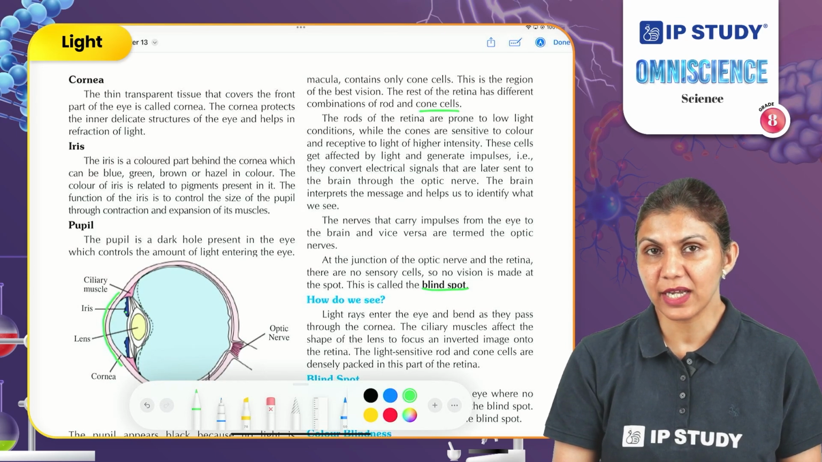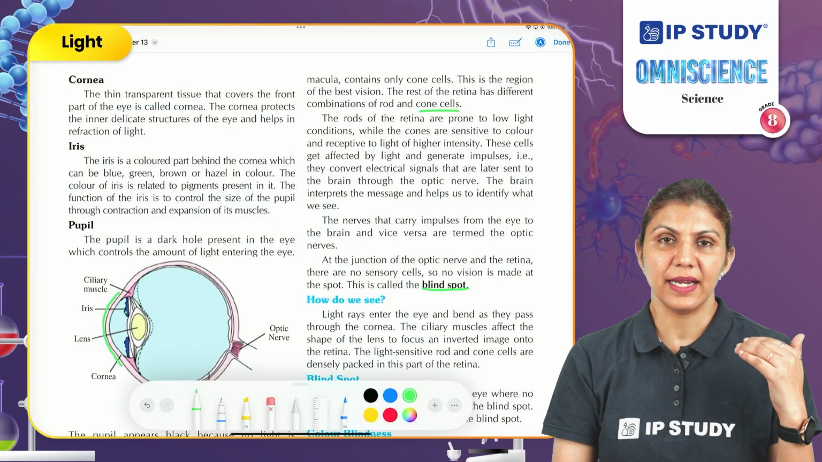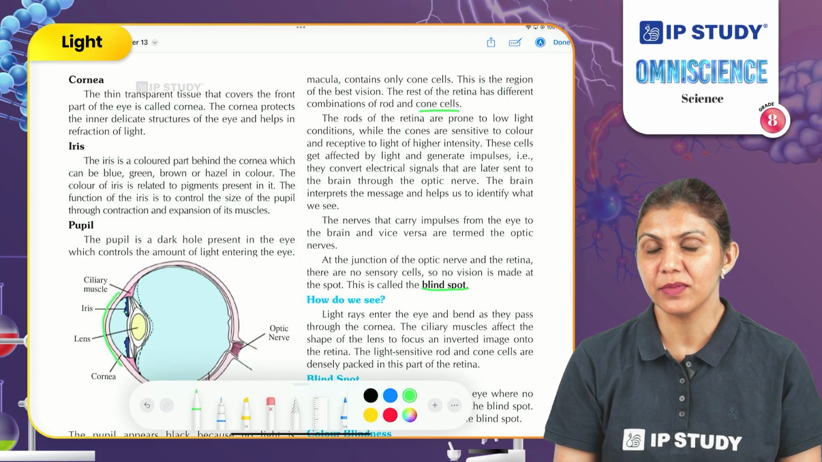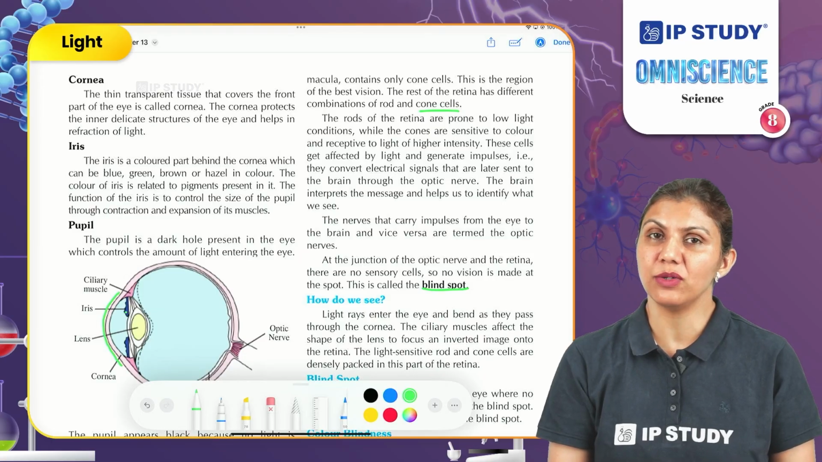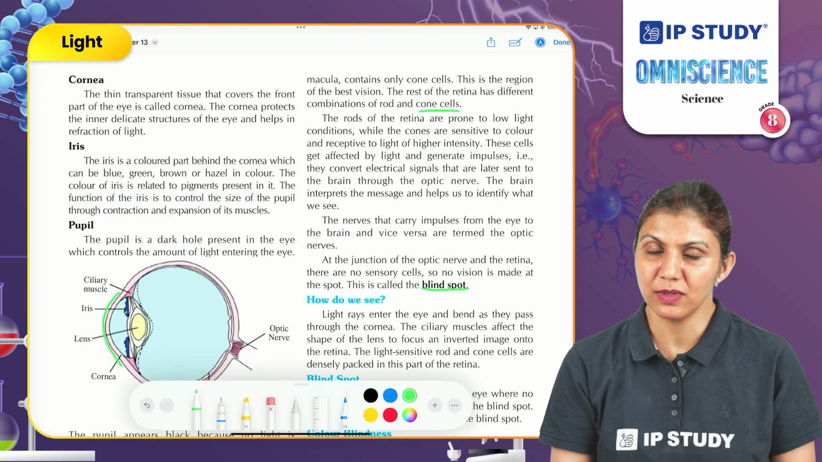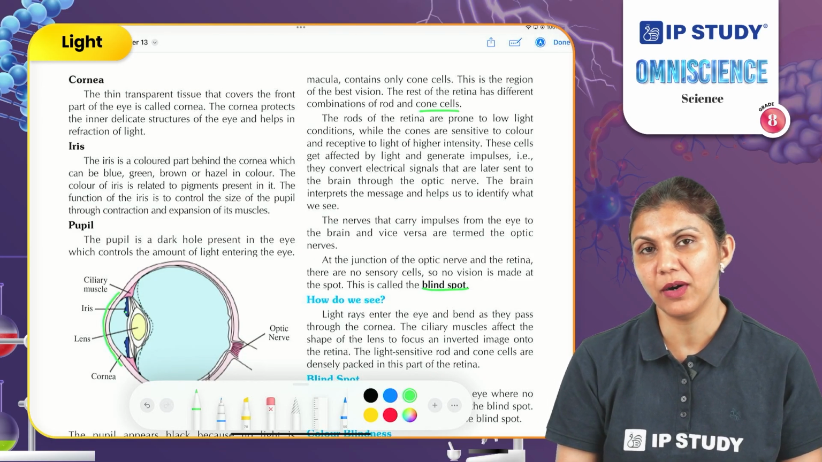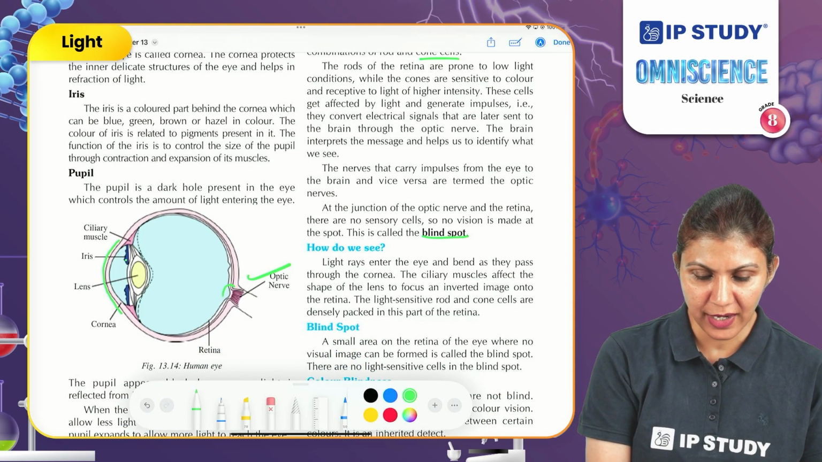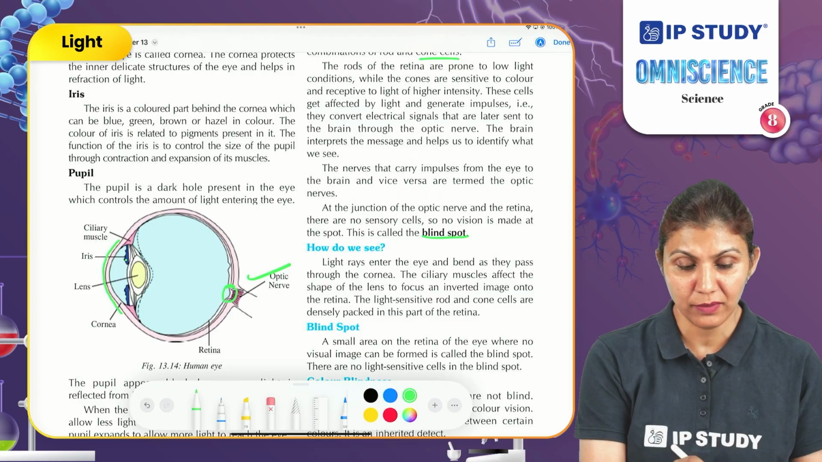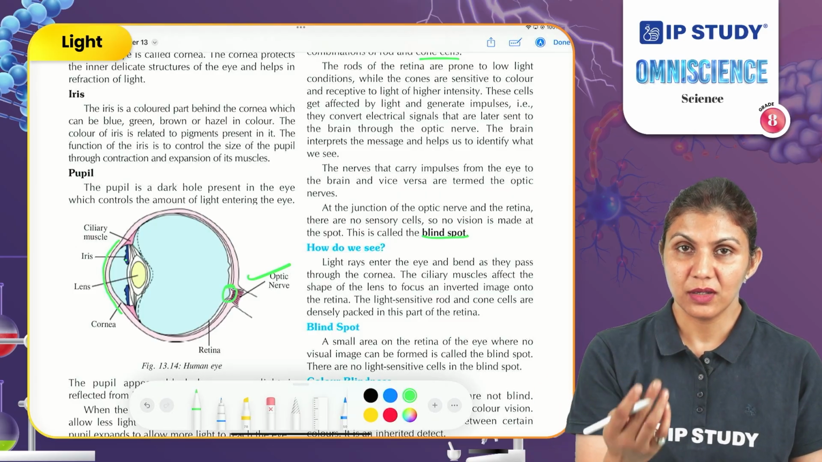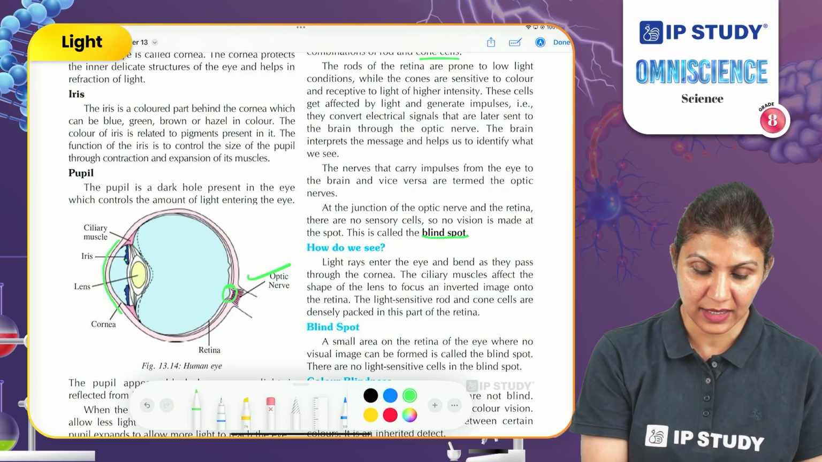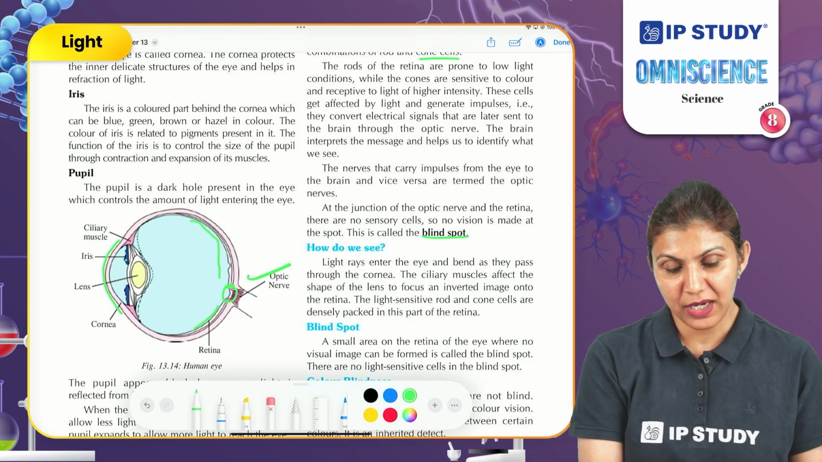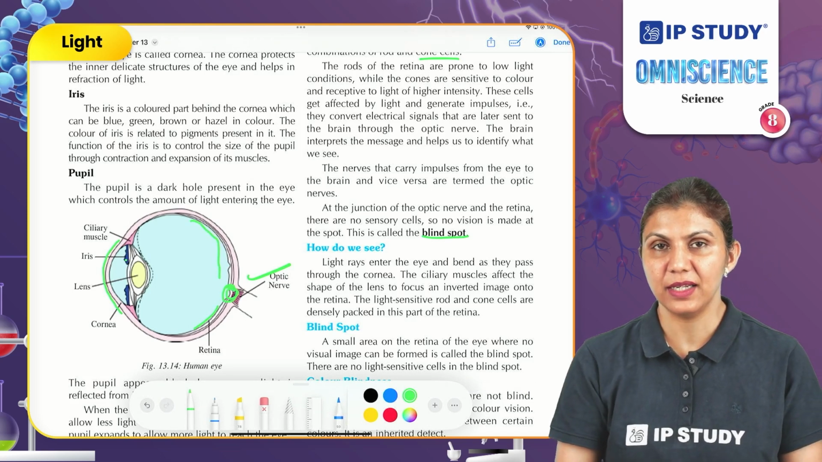What is the blind spot actually? When we say the light rays are entering our eyes and the image is formed at the retina, this information is sent to the brain. How is it possible? This is possible with the help of optic nerves. So there is a point where all the optic nerves from different sensory cells, meaning the rod cells and the cone cells from the retina, meet at a point at the retina.